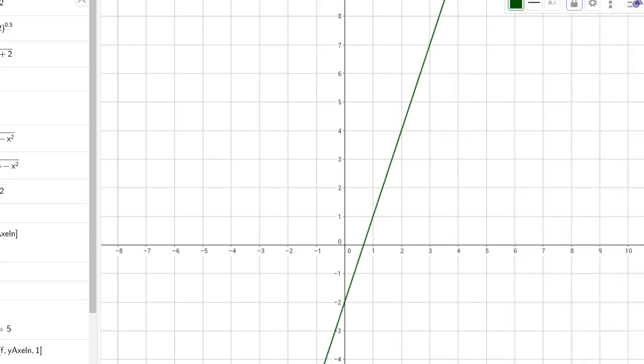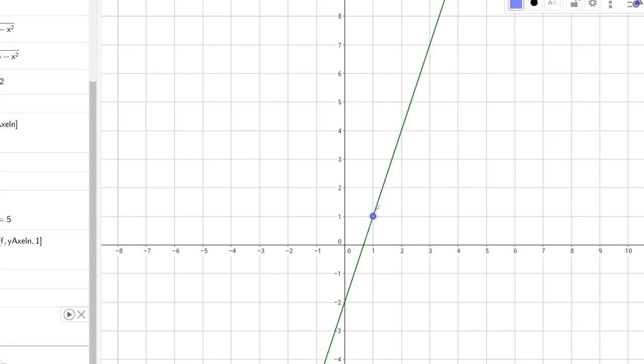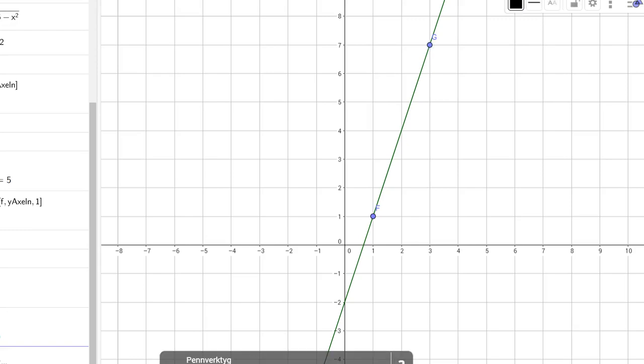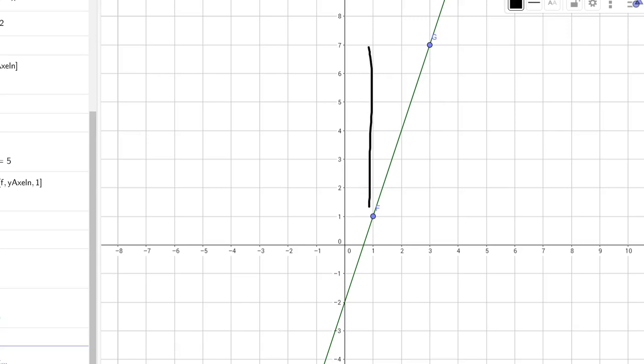My pointer, and then another point, that one. That means I'm going to do what they call rise and then run. So I rise to that one and then run. That is the rise, that is the run. Then I count my rise: 1, 2, 3, 4, 5, 6. I have 6. And my run is 2.